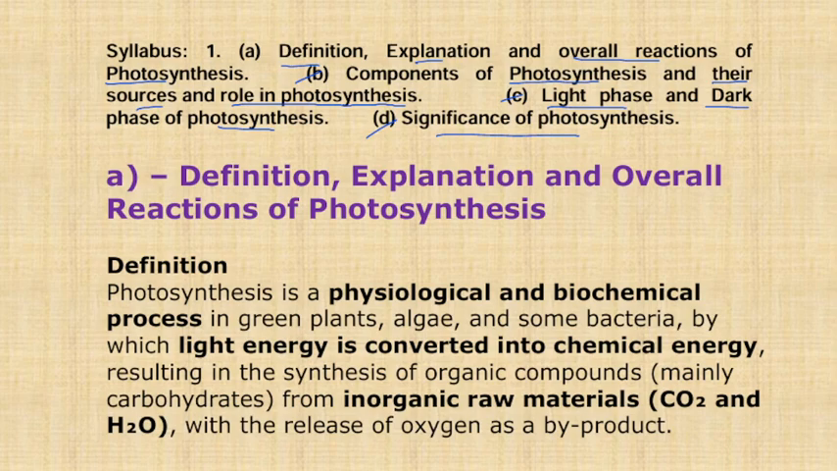So photosynthesis basically is a physiological and biochemical process occurring in green plants, algae and some bacteria that uses light energy, that is sunlight energy, converted into chemical energy, that is carbohydrate, mainly, by using the inorganic raw materials like carbon dioxide and H2O, and oxygen is released as a byproduct of this reaction.